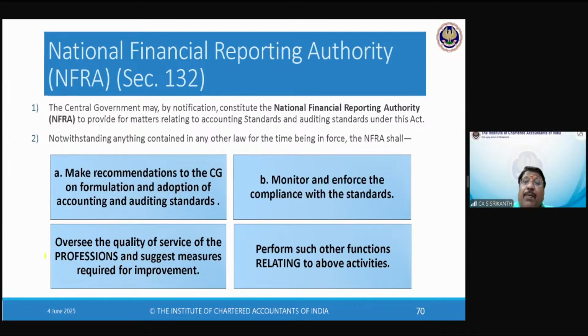Monitor and enforce the compliance with standards. So on a constant basis, NFRA will go through audited balance sheets of large companies. And if they see any discrepancies, they will immediately catch hold of the company and, of course, the auditor will be asked for further explanation, whether the audit process itself is correctly done.